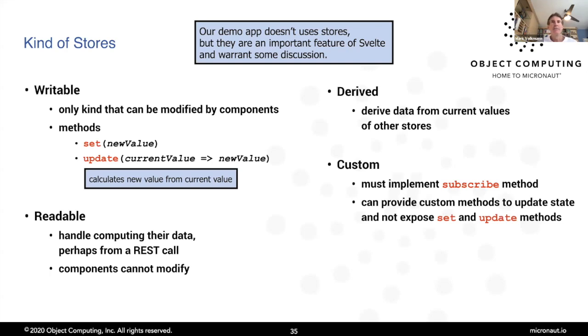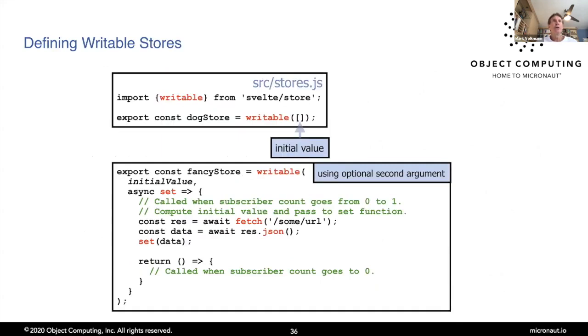Okay, next slide. So if you want to use a store, the simplest way is what I'm showing in the first box. I import the writable function from svelte/store, and then writable is just a function, and I call it and I pass it the initial value. So here, if I want to hold an array of objects that describe dogs, I could say, well, the array should start off being empty. And now any of my components can add to that array, and other components that care about it will get notified and they can update themselves.